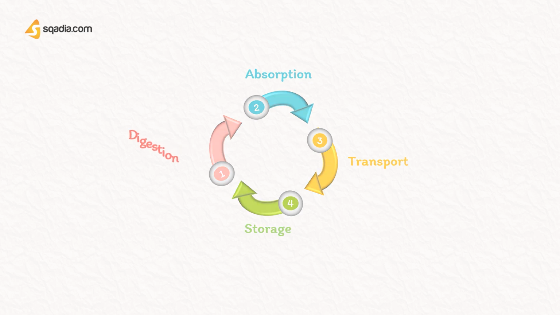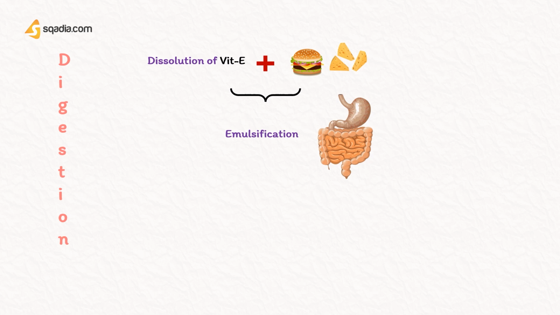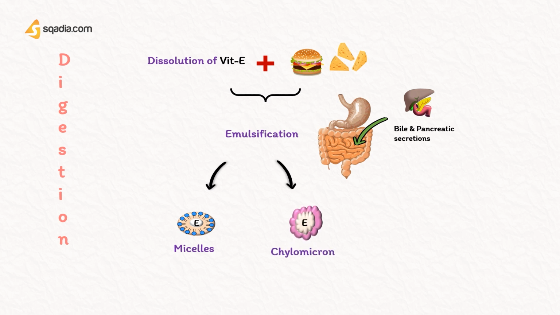So, let's jump in to see the digestion process. Initially, there is a dissolution of vitamin E with fatty food, which is then emulsified by the biliary and pancreatic secretions coming in intestines. This emulsification process results in micelles and chylomicrons.